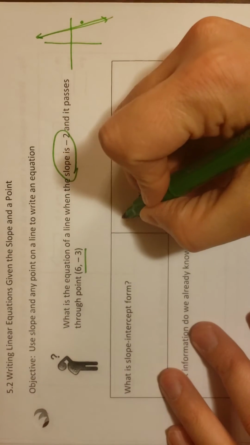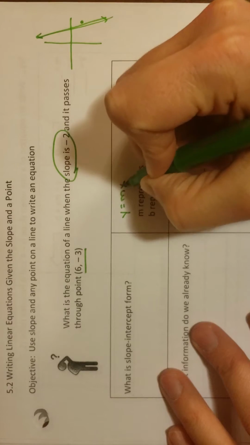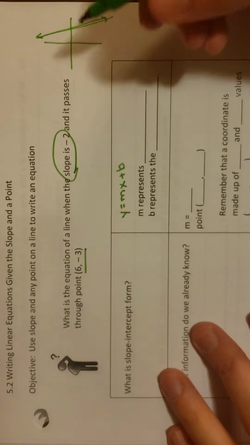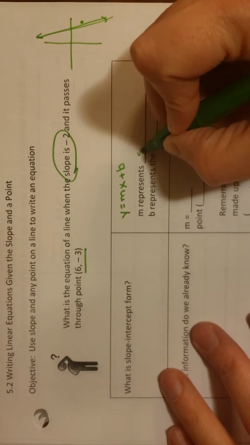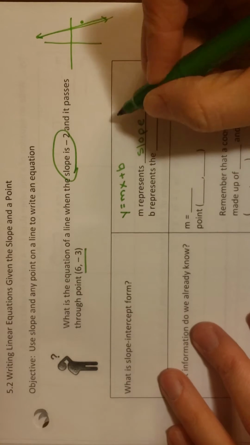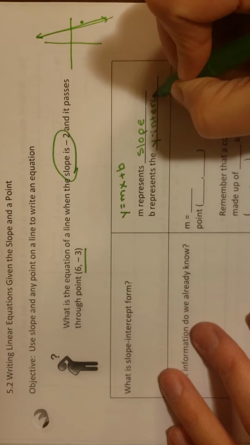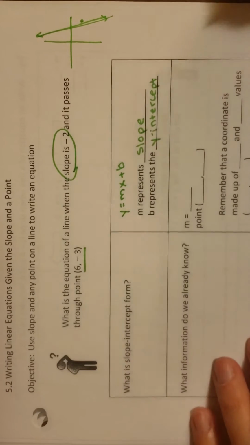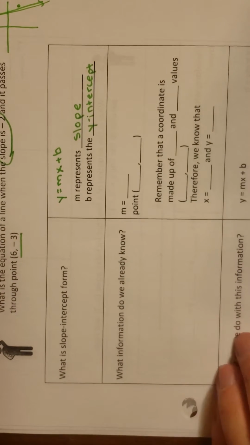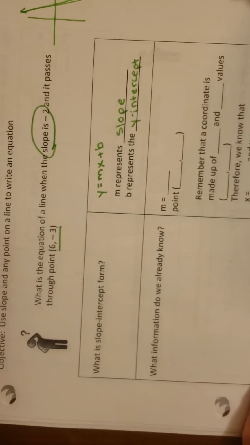Slope-intercept form, of course, is y = mx + b. Breaking it down all the way down to the basics, m is the slope, and b is the y-intercept, of course. Okay. Good. Step it up. So what do we already know? m is -2. And we have this point (6, -3).